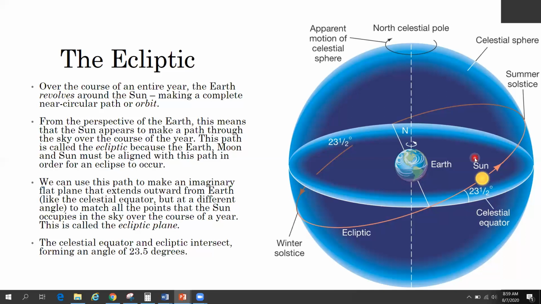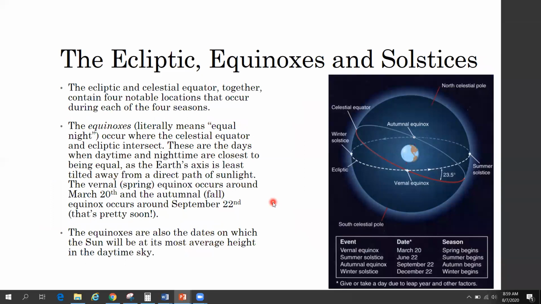And you see some other terms here. You see summer solstice and winter solstice. We're going to be talking about those right now. Well, almost. We have 2 others first. So the ecliptic and the celestial equator together contain 4 notable locations that occur during each of the 4 seasons. The first ones that we're going to talk about are the ones I didn't mention yet. These are called the equinoxes. You know the root equi, like equity or equal, means the same, and nox is a term meaning night. So this term, equinox, means equal night. That's the literal translation, basically.